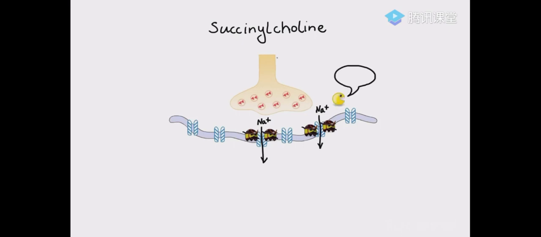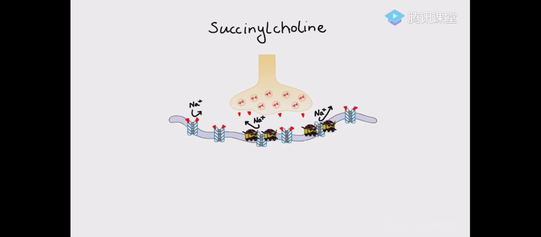Now, because succinylcholine is resistant to acetylcholinesterase, it causes prolonged depolarization, which leads to transient fasciculations and finally flaccid paralysis. This is referred to as phase 1 block. Now, eventually, the sodium channel closes and the membrane repolarizes. However, due to continued stimulation by succinylcholine, the receptor becomes desensitized to acetylcholine, thus preventing formation of further action potentials. This is referred to as phase 2 block.